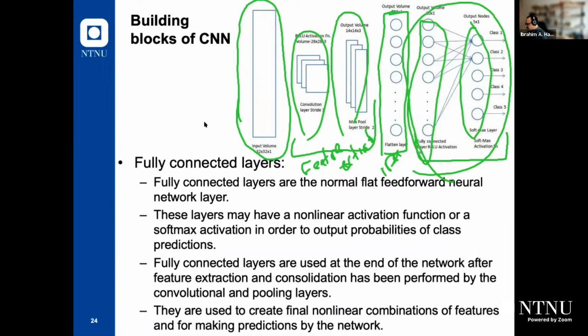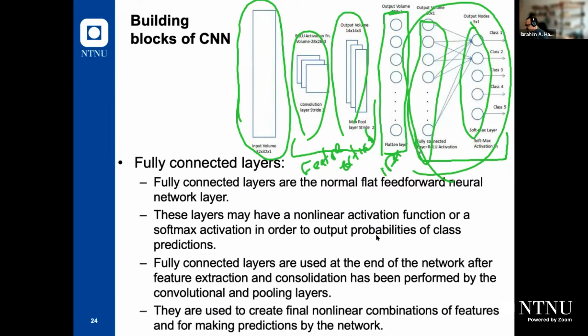So the fully connected layers are a normal, flat, feed-forward neural network, as we did before. These layers may have a nonlinear activation function or a softmax activation function in order to output probabilities of class prediction. So maybe the output layer will be softmax, because we need to calculate the probabilities that each image belongs to each class, for example. But other layers can have different nonlinear activation functions.